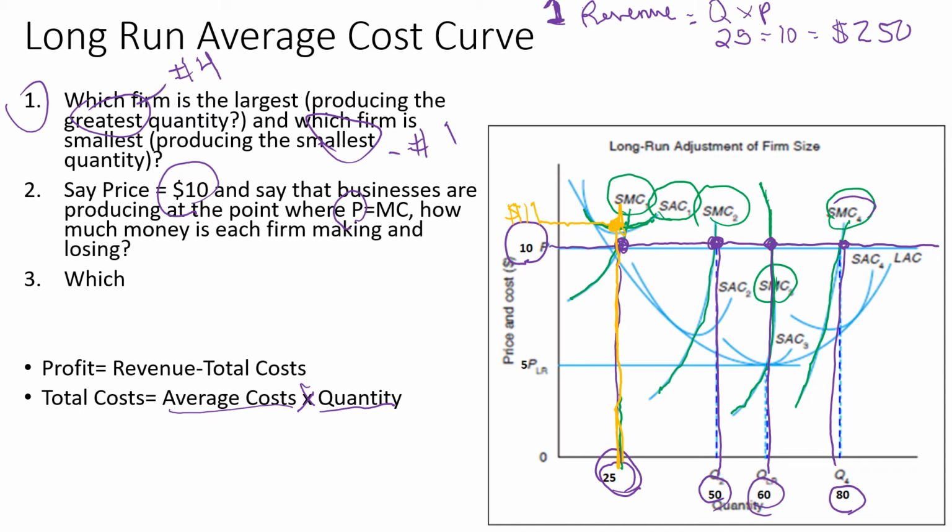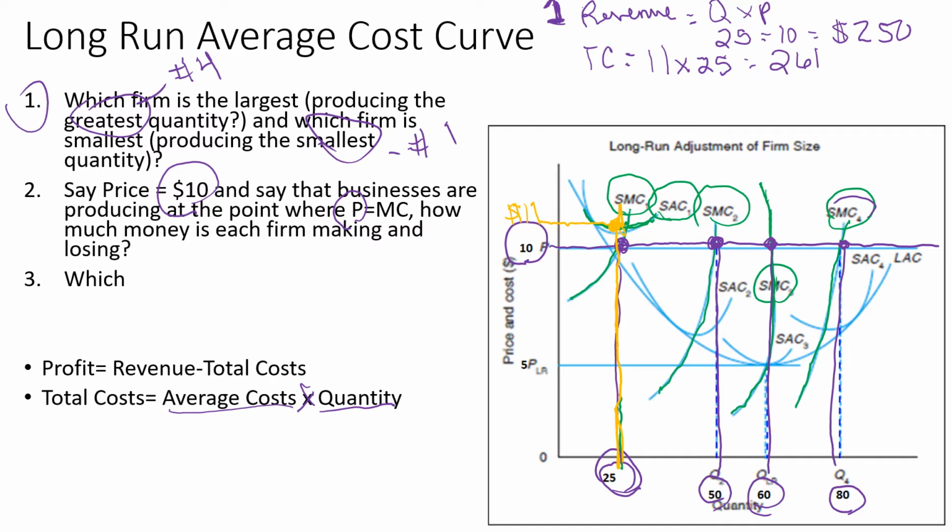And again, they're making 25 units. So their total cost is going to be $11 times 25. And 11 times 25 is 261. So they're going to bring in $250, but it's going to cost them $261.